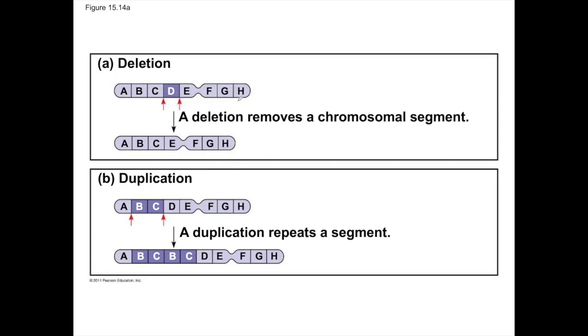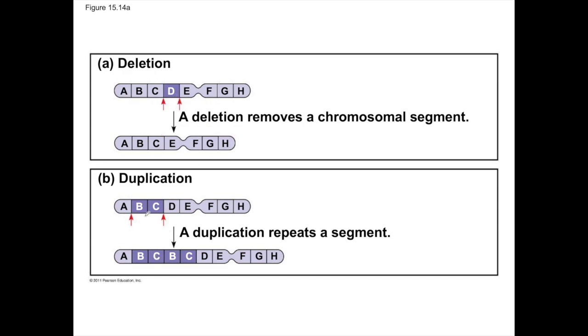So let's say that this represents a chromosome, and let's say we label the chromosome A through H. These letters don't represent a gene. They represent a chunk of the chromosome, which might be 100 genes. Something can happen where a piece of the chromosome, like this piece here, is cut out and removed. That's called a deletion. You're removing a chunk of the chromosome, and that can cause problems because you need to have the right number of copies of your genes. In this case, you're missing one copy of all those genes in that region you deleted.